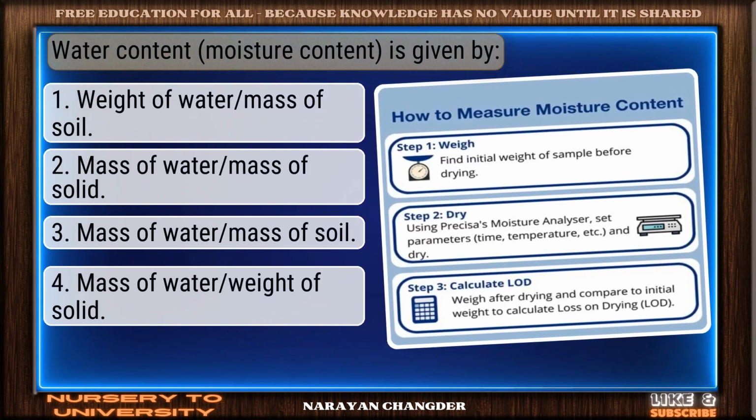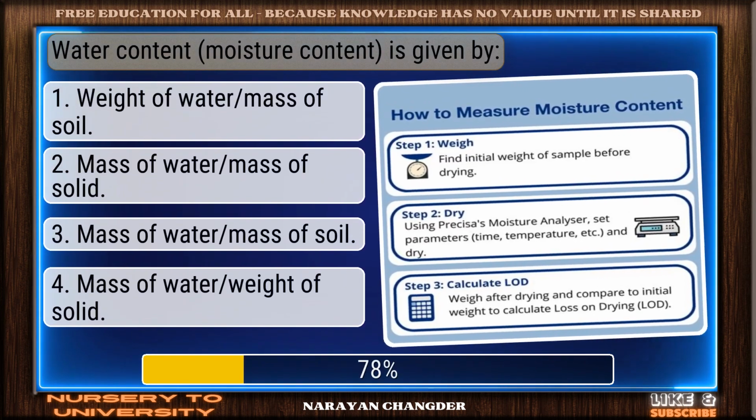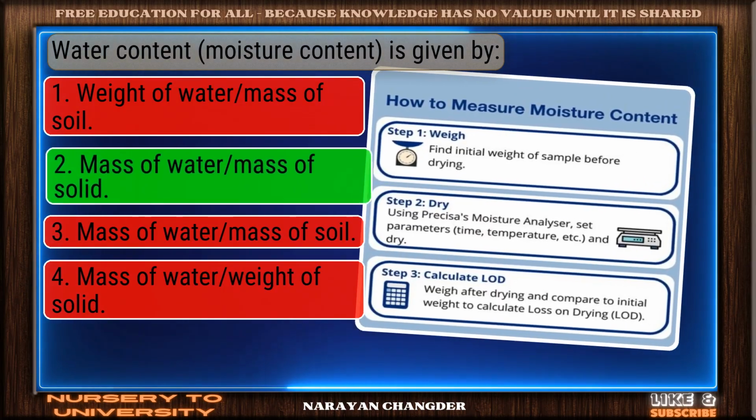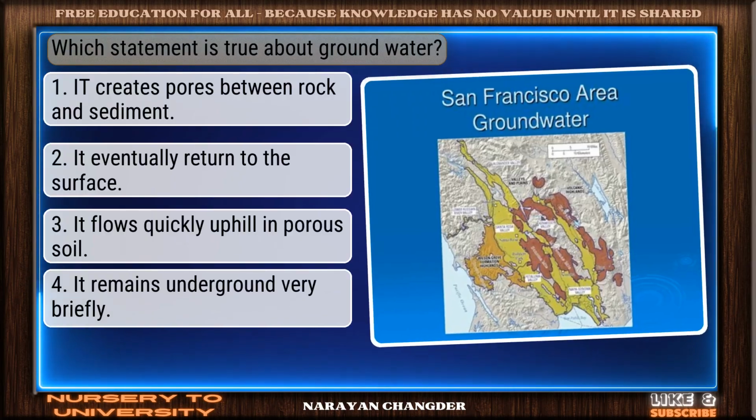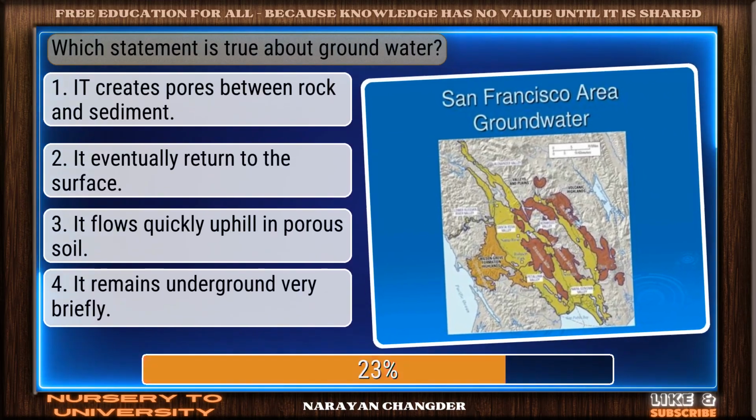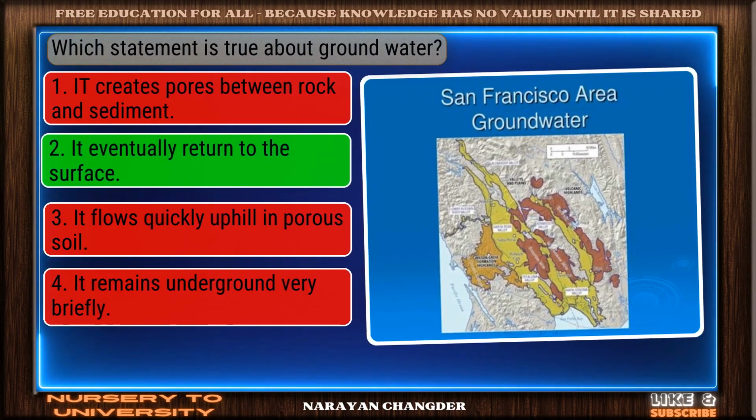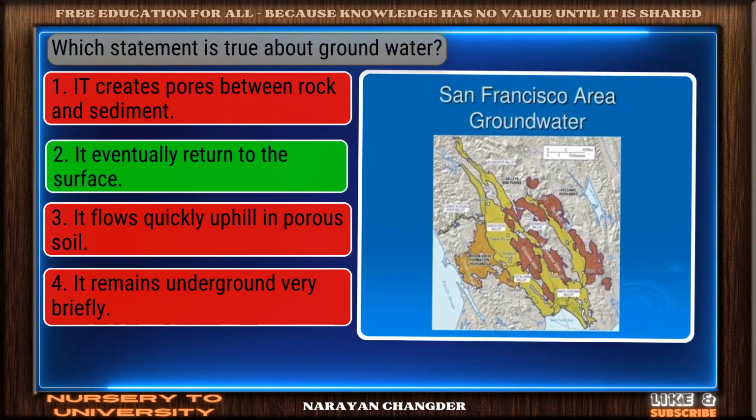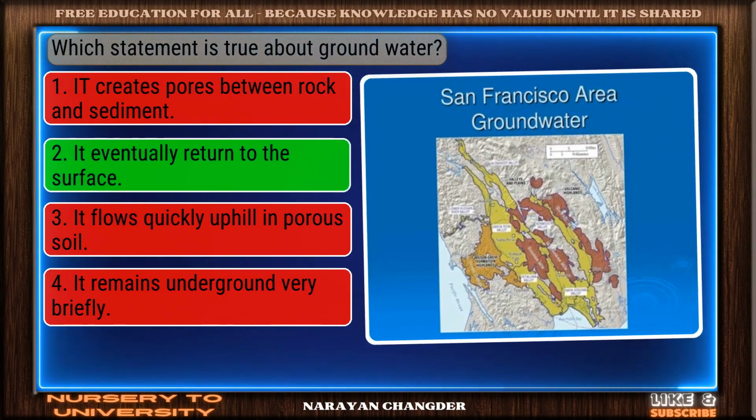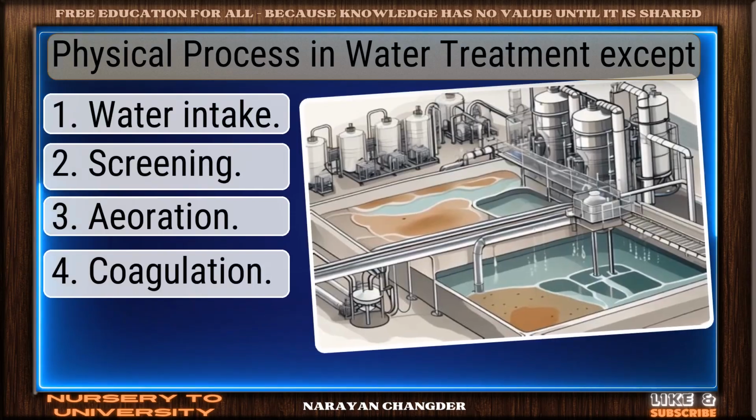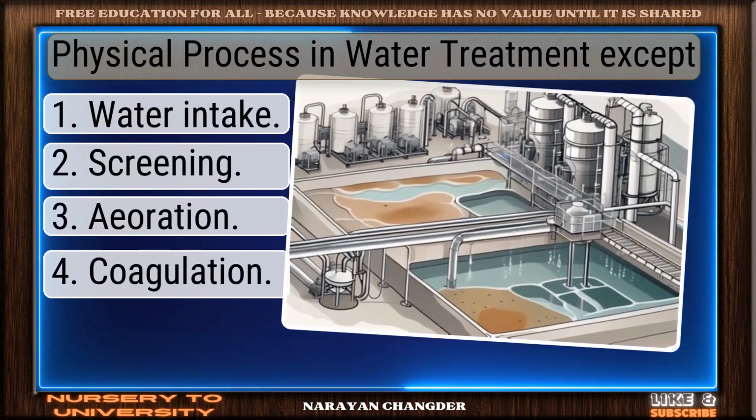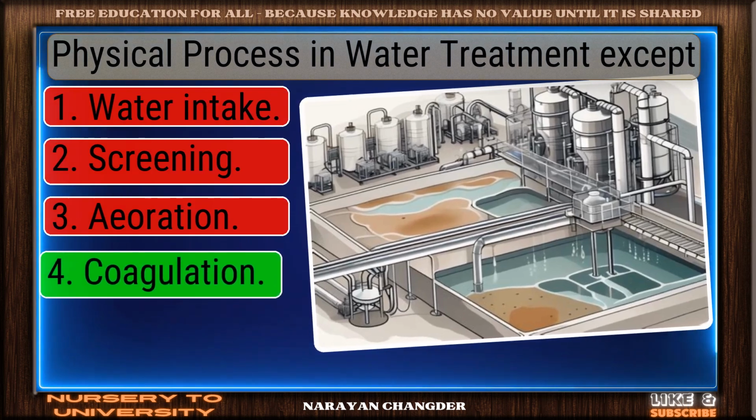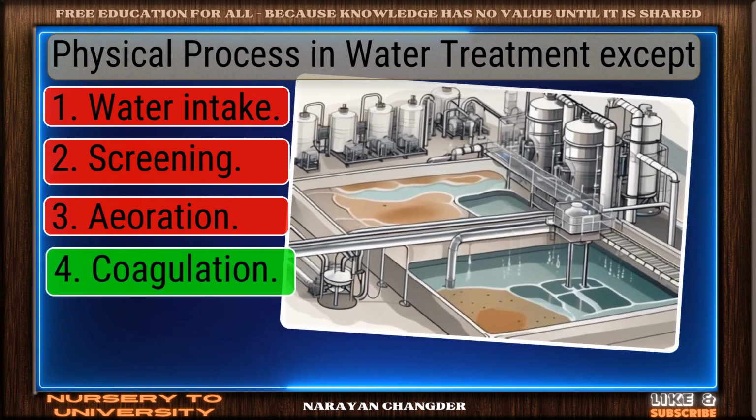Water content is given by? You chose mass of water over mass of solid, and it is correct. Which statement is true about groundwater? Well reasoned. It eventually returns to the surface is the correct choice. Physical process in water treatment, except? Correct response. Coagulation is the most accurate answer.